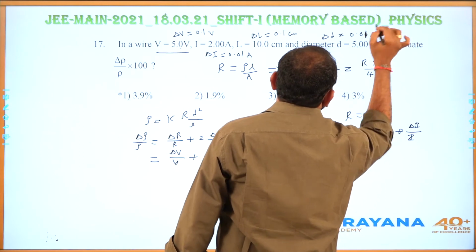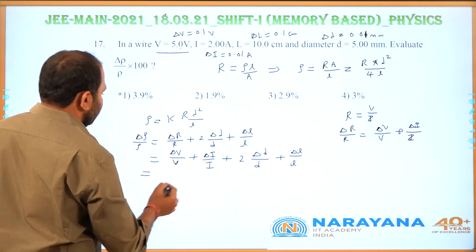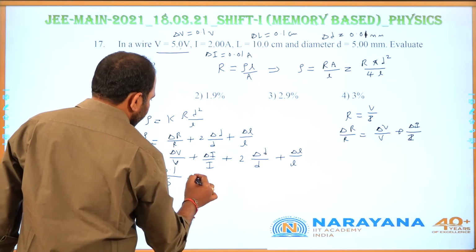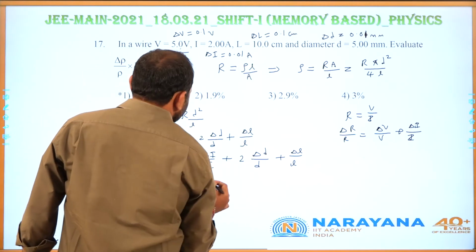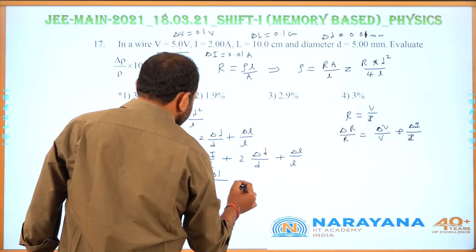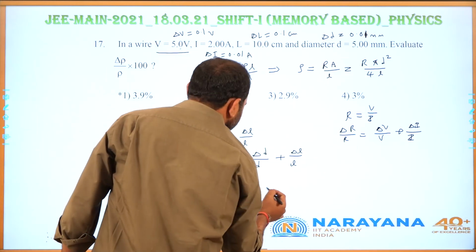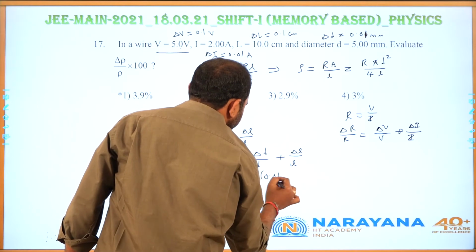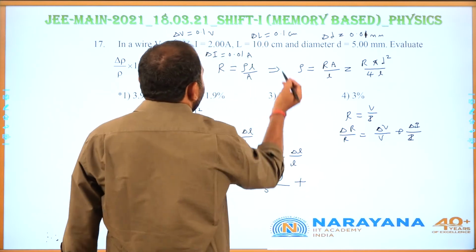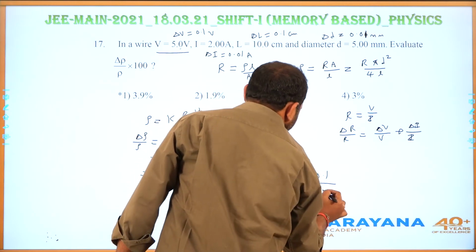0.01 millimeter. Now using those quantities, delta V by V can be written as 0.1 volt by 5 volts plus delta I by I, 0.01 ampere by 2 amperes, plus 2 times of delta D, 0.01 millimeter by D given is 5 mm, plus delta L, 0.1 centimeter by length given is 10 centimeters.